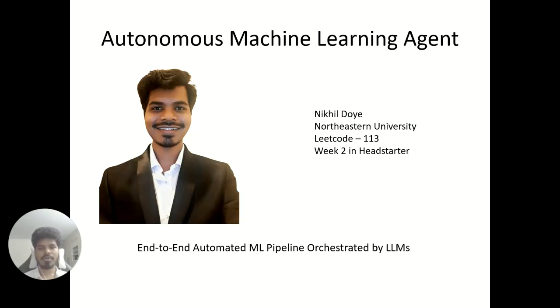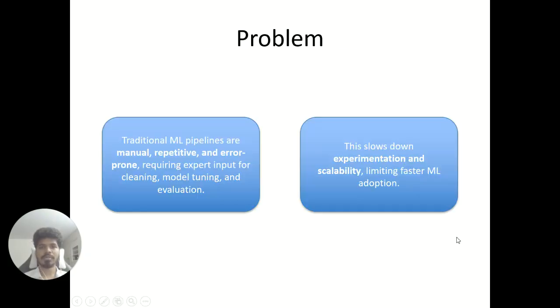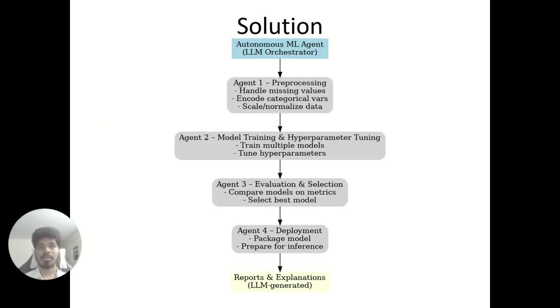an end-to-end automated ML pipeline orchestrated by large language models. The problem we currently have is that traditional ML pipelines are manual, repetitive, and error prone. We require expert input for cleaning, model tuning, and evaluation. This slows down experimentation and scalability, limiting ML adoption for data scientists and the entire data and ML team. So this is the solution.